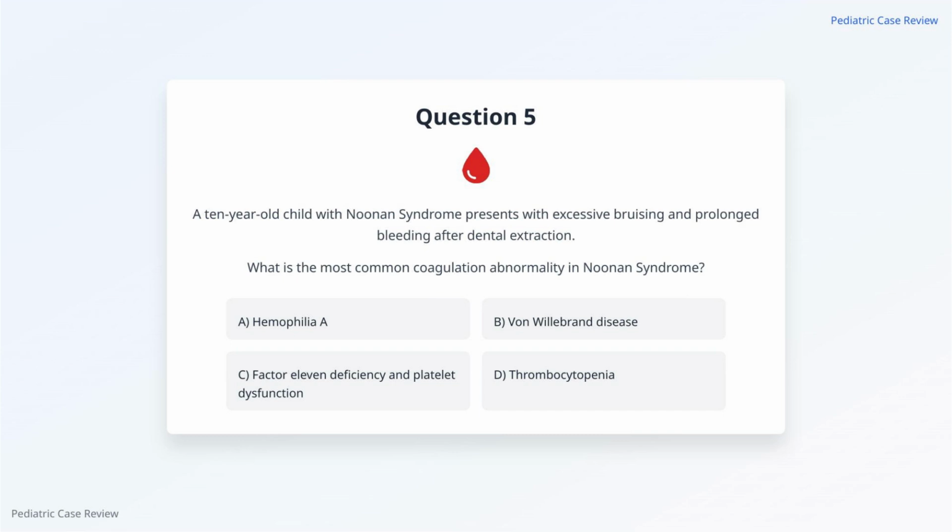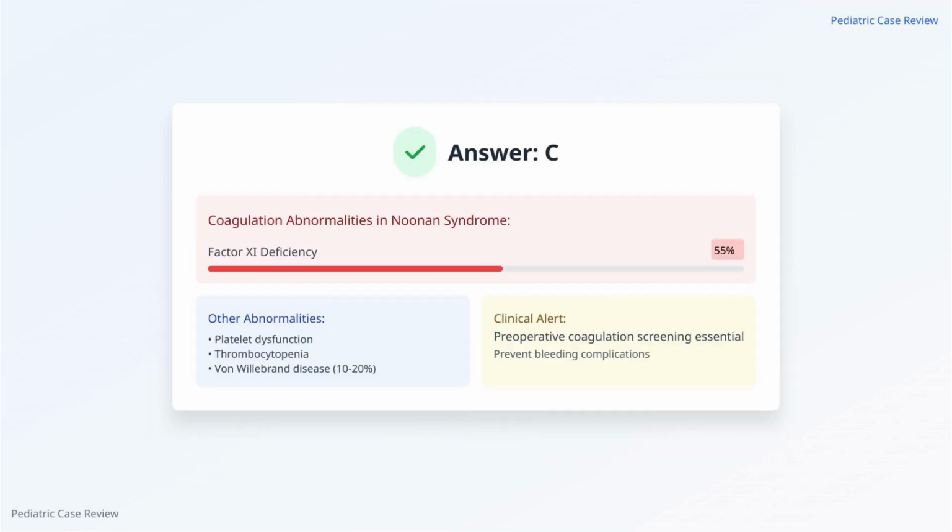Question 5. A 10-year-old child with Noonan Syndrome presents with excessive bruising and prolonged bleeding after dental extraction. What is the most common coagulation abnormality in Noonan Syndrome? Option A. Hemophilia A. Option B. Von Willebrand disease. Option C. Factor XI deficiency and platelet dysfunction. Option D. Thrombocytopenia. The correct answer is C.